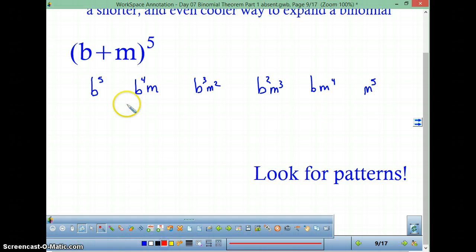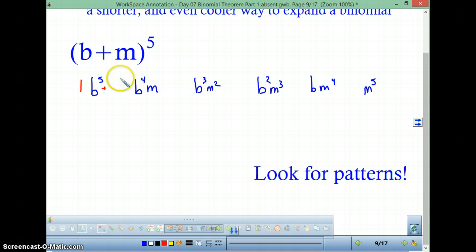Okay? Now, look at how I do the coefficients. We know that the first one is always a 1, right? Look what the second coefficient is going to be. 5 over 1. I just want you to look for the patterns. This third coefficient is going to be 5 times 4 over 2 times 1. Looks complicated, but it's not. Look for the next one. 5 times 4 times 3 over 3 times 2 times 1.